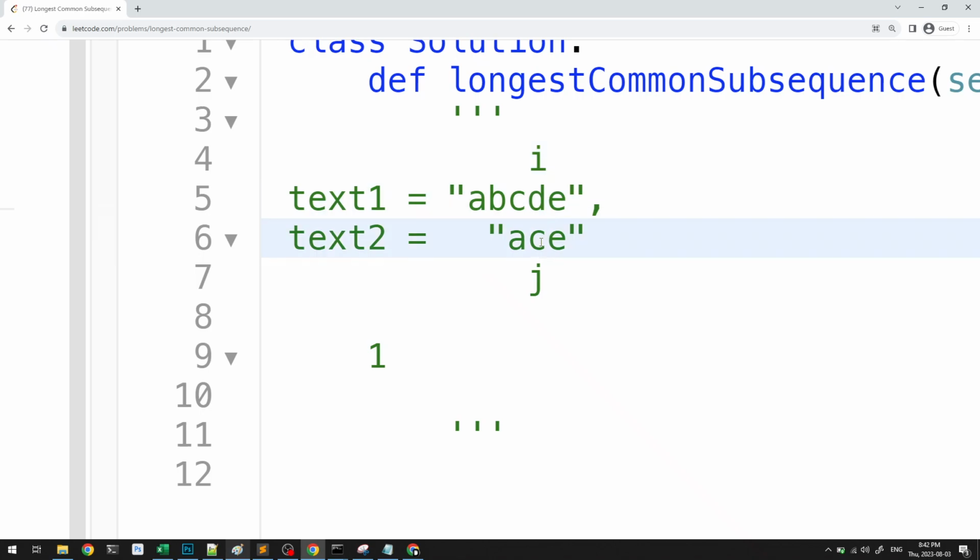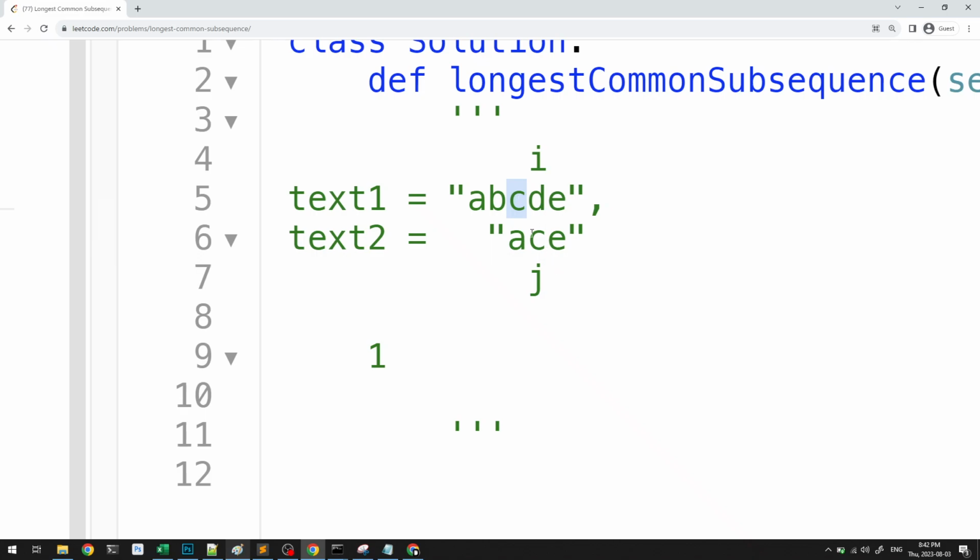Now, D and C don't match, but it doesn't necessarily mean that there is no common subsequence between the rest of the string, right? Because maybe there's a D over here, in which case these two match. Maybe another possibility is that there's a C right over here, but we simply haven't reached it yet. We can see that there's another common subsequence over here. There's two common letters over here.